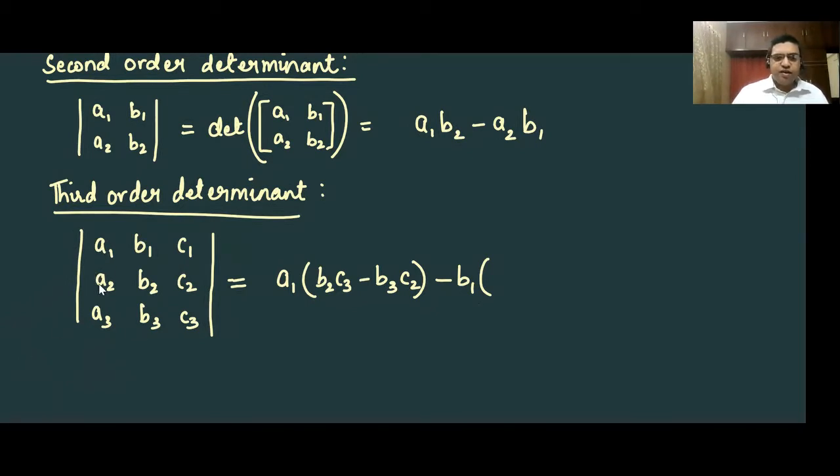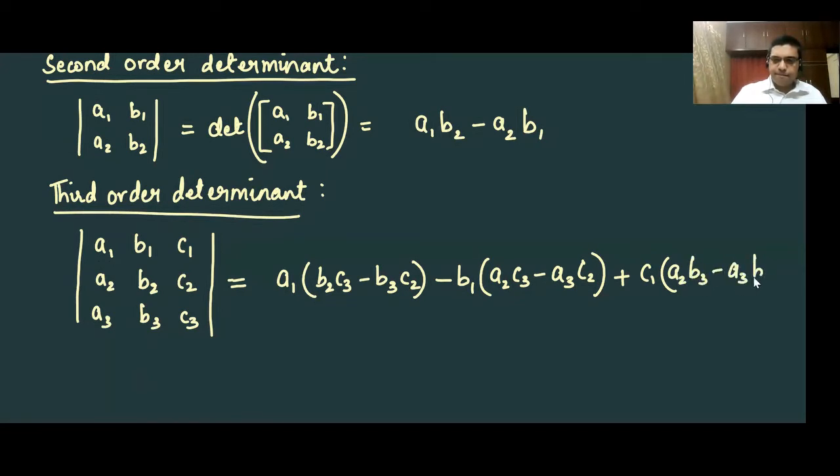Then we have a2. After you eliminate them, take the determinant of the remaining elements. We have a2 c3 minus a3 c2, plus the last one, c1, times, remove the row containing c1 and the column containing c1 and take the determinant of the rest, a2 b3 minus a3 b2.